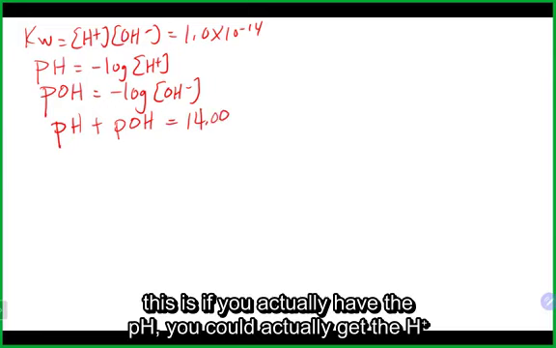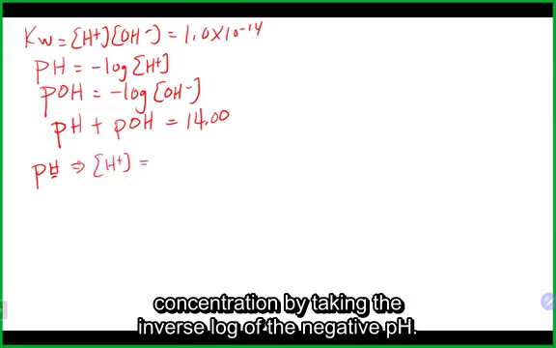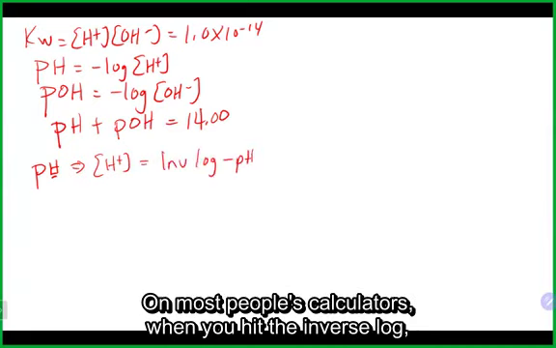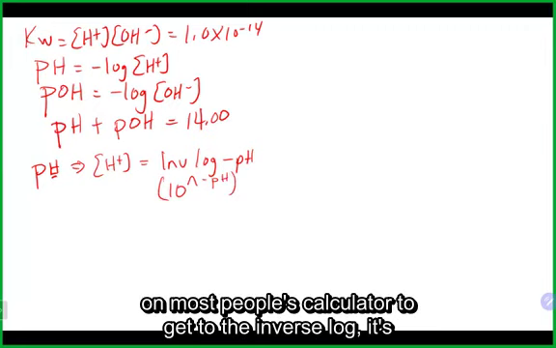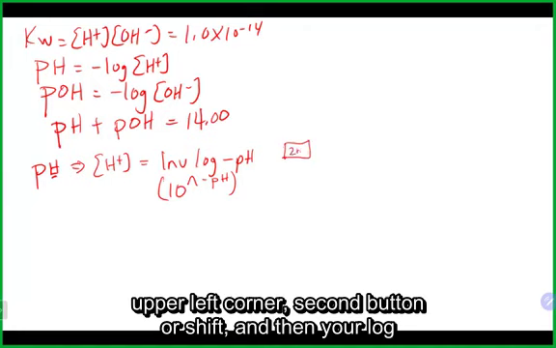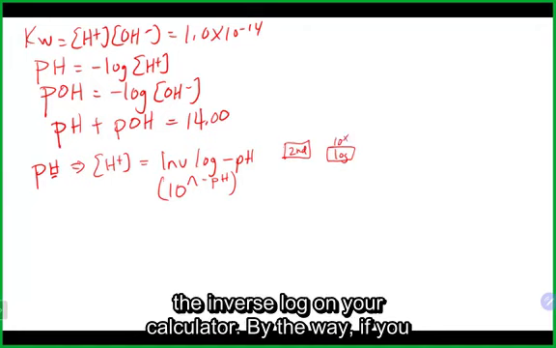A couple of things to add to this is if you actually have the pH, you could get the H plus concentration directly from it. And you could get that H plus concentration by taking the inverse log of the negative pH. On most people's calculators, when you hit the inverse log, usually it pops up a 10 and a caret and negative pH. Usually on most people's calculator, to get to the inverse log, it's upper left corner, second button, or shift, and then your log button, which has a 10 to the x above it. That is how you get to the inverse log on your calculator.